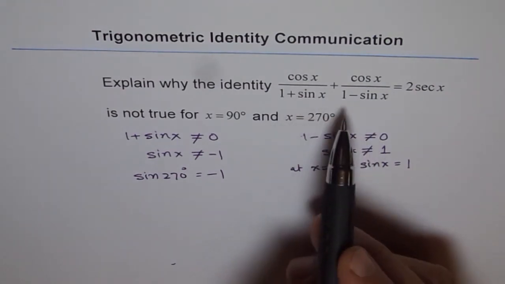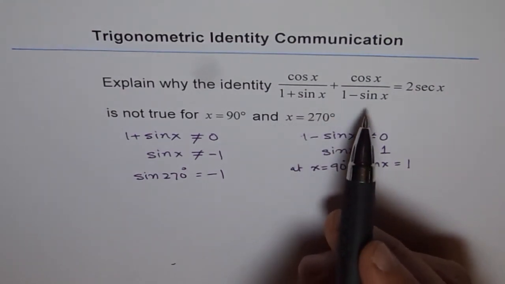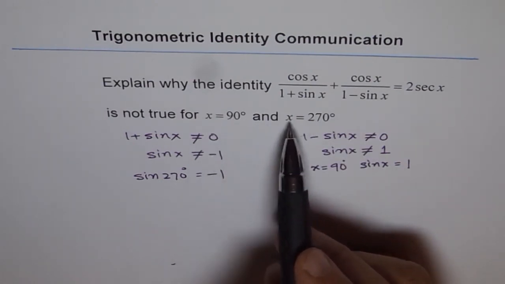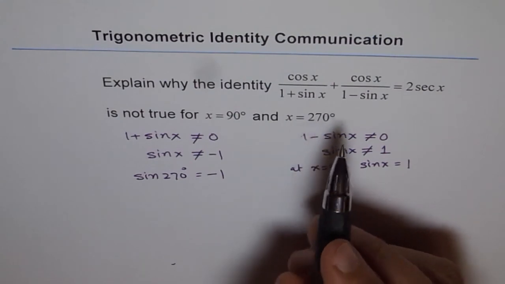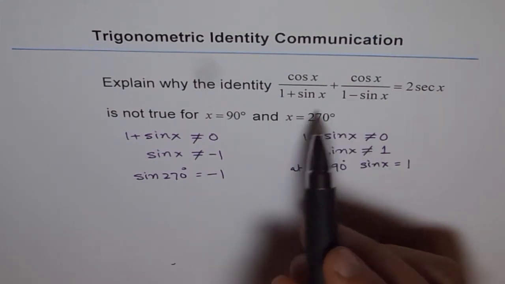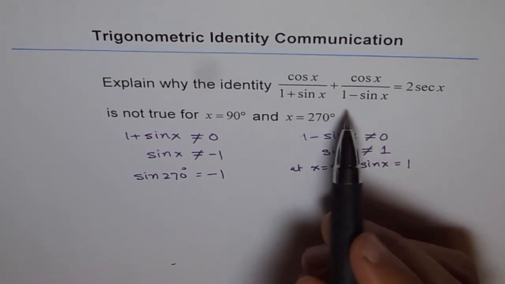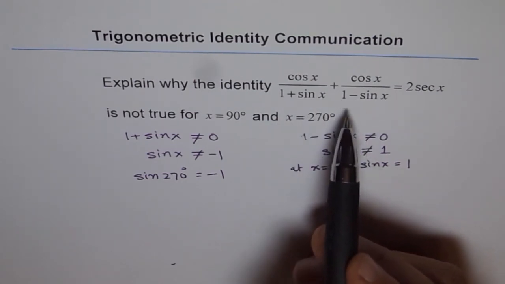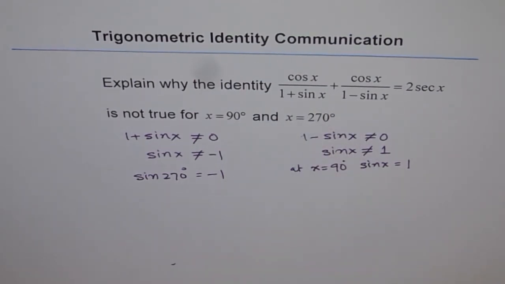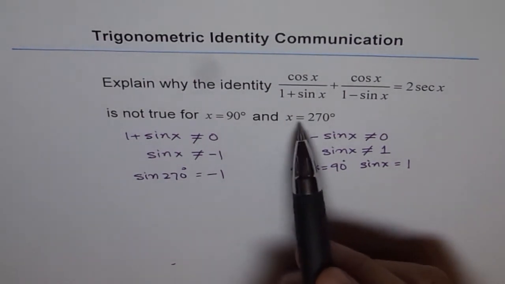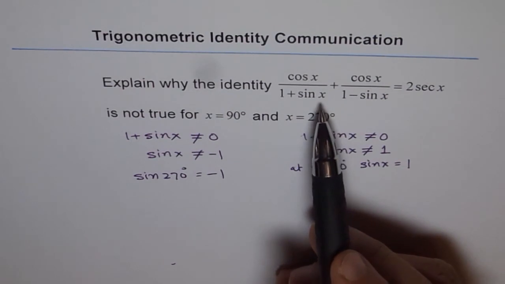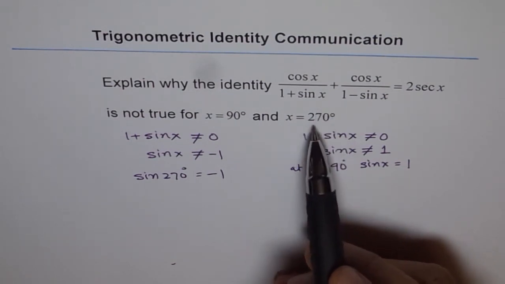Therefore, this identity is true for all values except values like x equals 90 degrees and x equals 270 degrees. Right? I can say all values in its domain, where denominators should not be equal to 0. So for these two values, the denominators are 0, and therefore this identity is not true for these values.